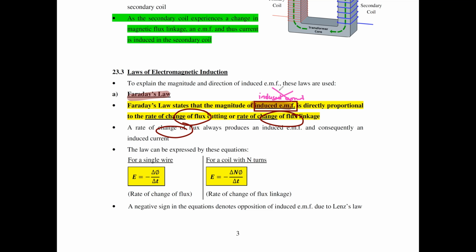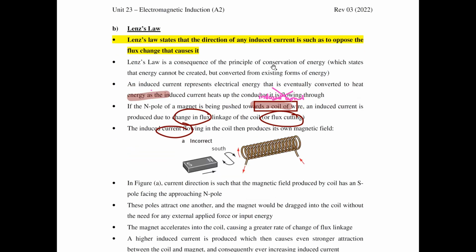Because Faraday's law isn't talking about magnitude of induced current. It's talking about magnitude of induced EMF, induced voltage. Just now I told you that current and voltage are two different quantities, but they are closely related. In this case, Faraday's law is really specific only to voltage or EMF. You should not put induced current inside your definition because that is considered wrong. So for Lenz's law, if you say that the direction of induced EMF or induced current is such as to oppose the flux change that causes it, that is fine.